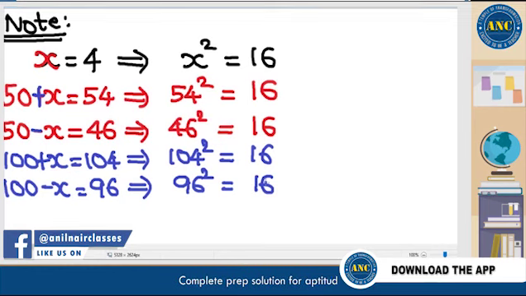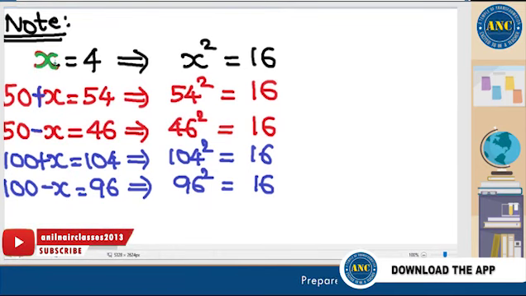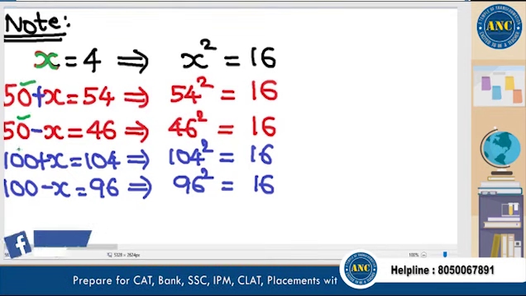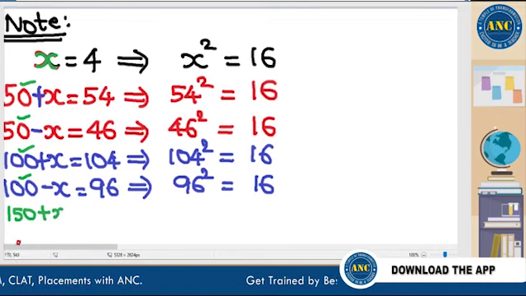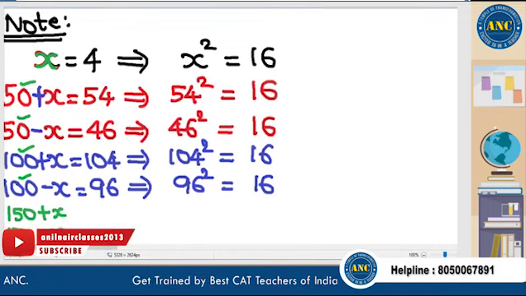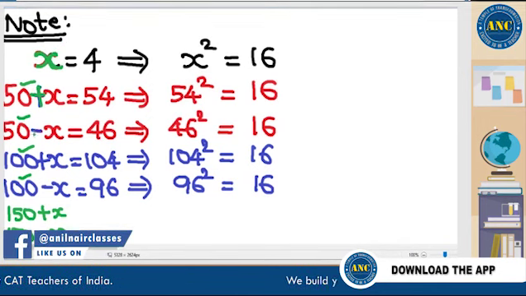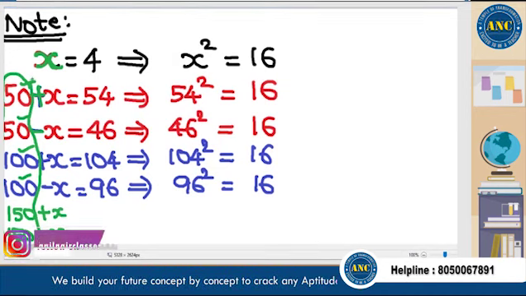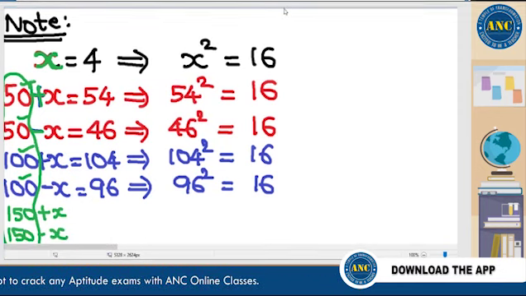Now hold on, sir. What are we doing here? Let us hold on for a minute to understand what we are doing here. Can I say that I took a number called x, right? I added 50. I subtracted 50. I added 100. I subtracted 100. I added 150. I subtracted 150. I added 200. I subtracted 200. That means for this particular x, I am either adding or subtracting multiples of 50. 50, 100, 150, 200, all these are multiples of 50, right?